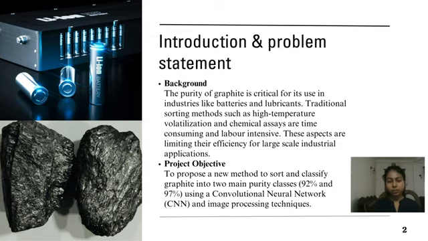In particular, we use a Convolutional Neural Network, which is a type of deep learning model especially designed to understand and recognize patterns in images, similar to how the human eye and brain detect features. The CNN analyzes images of graphite particles and classifies them accurately based on their purity. By using this method, we can reduce human labor, save time and cost, and move toward a fully automated graphite sorting process.